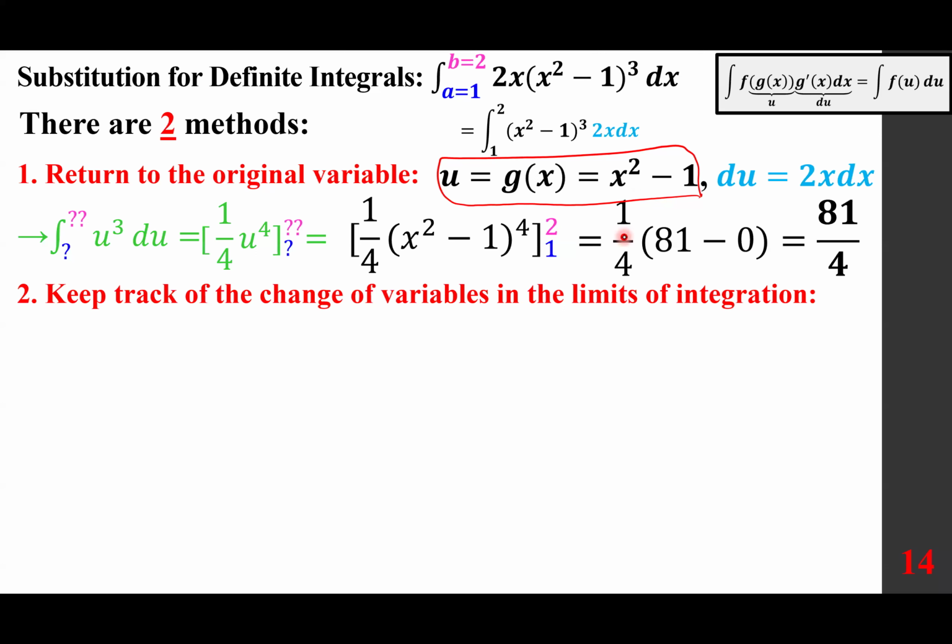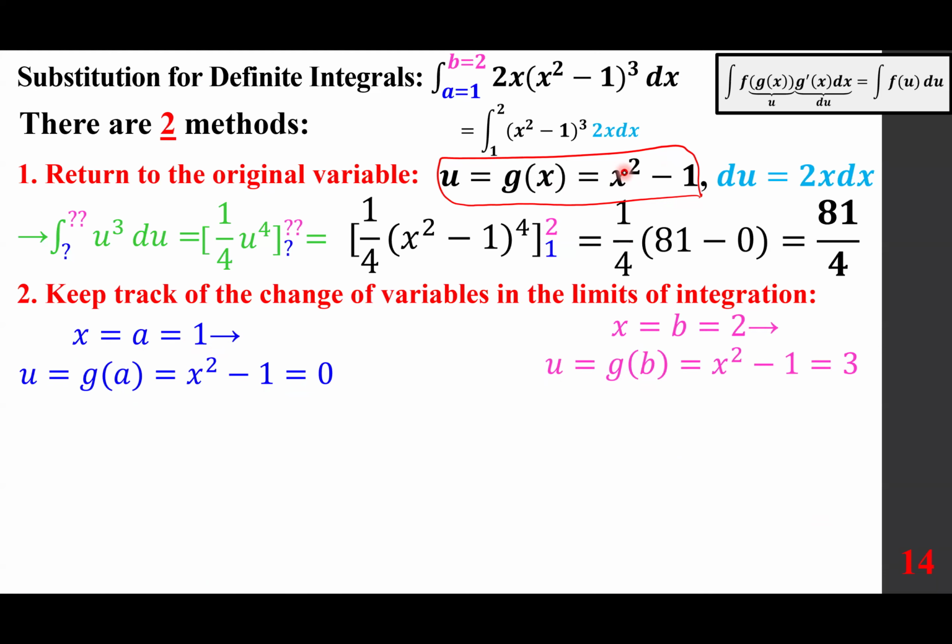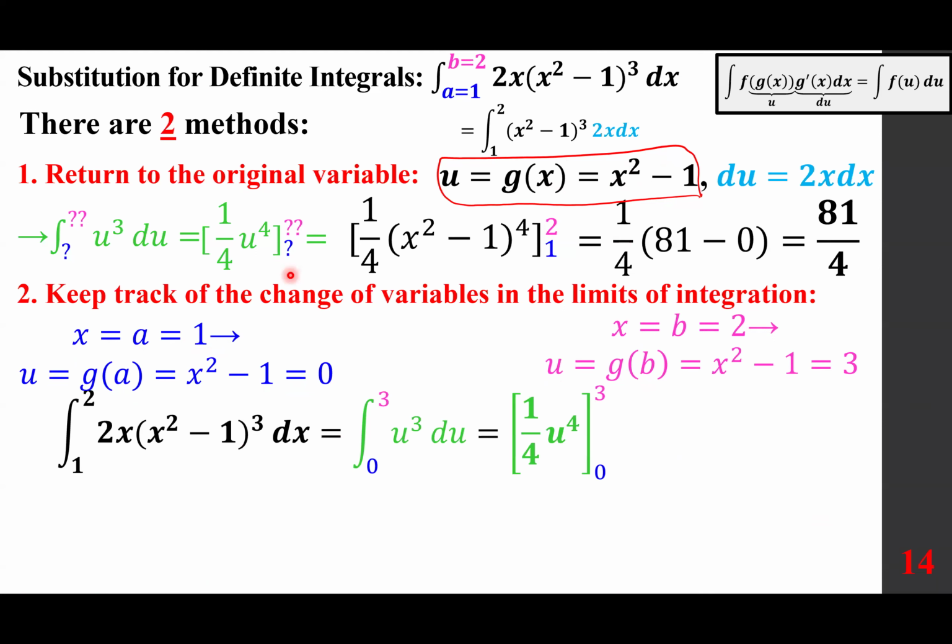For example, the lower limit, a equals 1. If I put it in here, I get 1 squared minus 1, which is 0. The upper limit in this case is 2. If I put 2 here, 2 squared minus 1, 4 minus 1, is 3. So I can say this is the same as this with the limits that we just found, 0 to 3. And normally this is easier to evaluate. If I plug in 3, I get 3 to the power of 4, 81 over 4, and 0 gives 0. So I hope you see this is a tad faster.